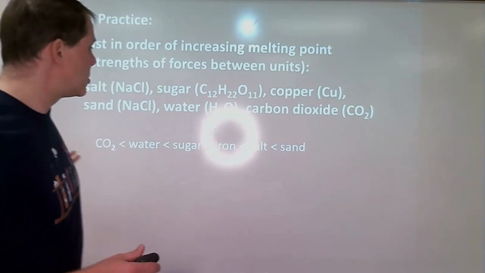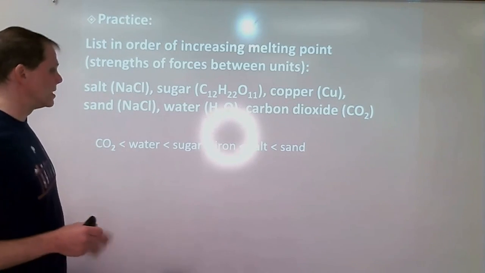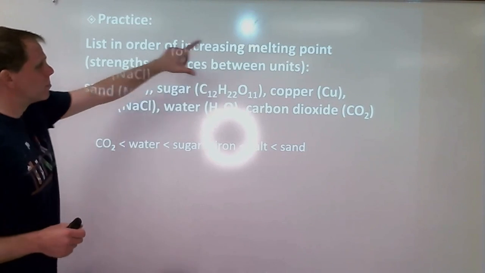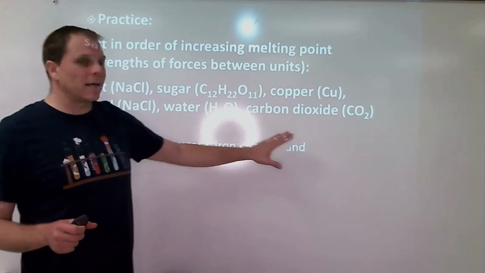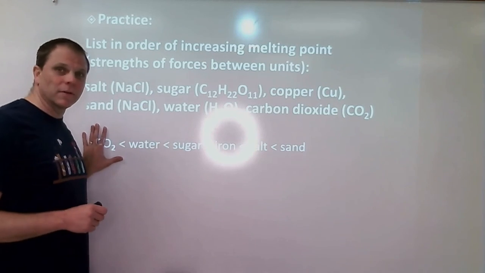So that's the way it should be if you talk about the increasing order of strength between those actual bonds. And you determine that based upon their melting point. Sand is going to have the highest melting point, okay? And carbon dioxide is going to have the lowest melting point.